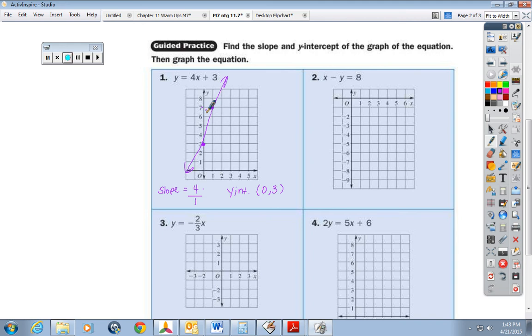Is this line positive or negative? That is positive. Positive.